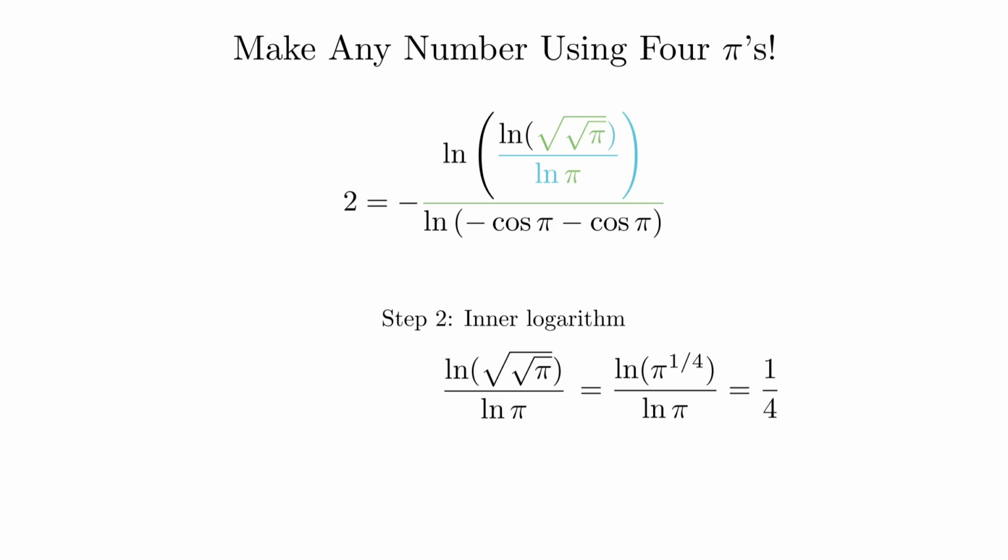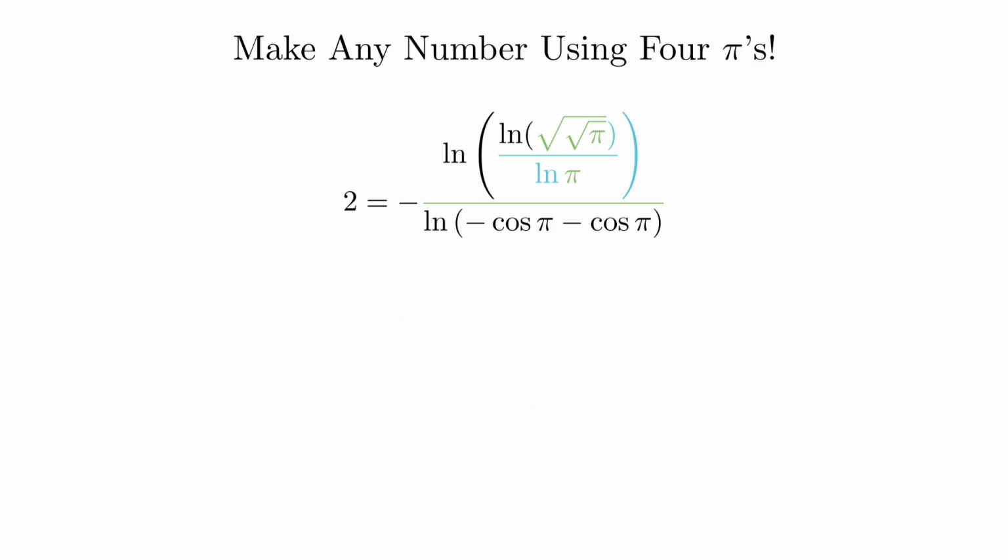Now, we take the natural log of that result and divide it by the natural log of pi. That's our third pi showing up. This step is like comparing the growth of our nested square roots to pi itself. When we simplify this, it becomes ln of pi to the 1/4 divided by ln pi, which boils down to 1/4. Super neat, right? We're getting somewhere. All right, we're halfway there. Let's keep going.